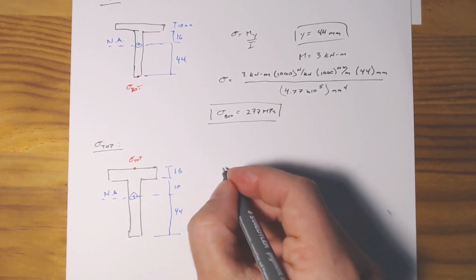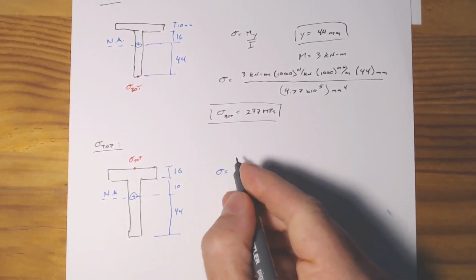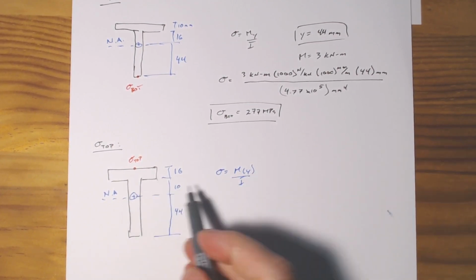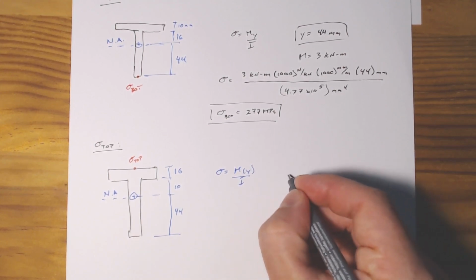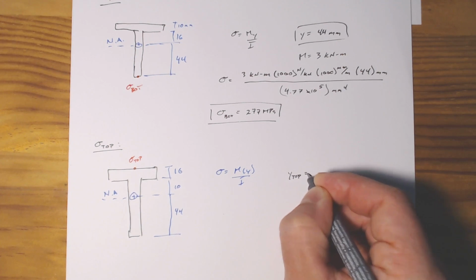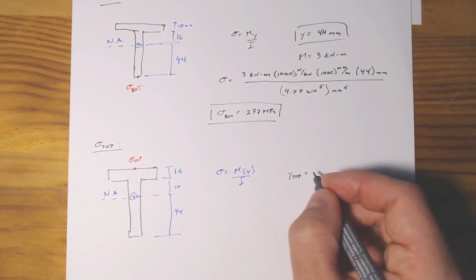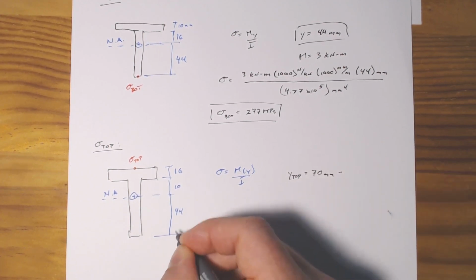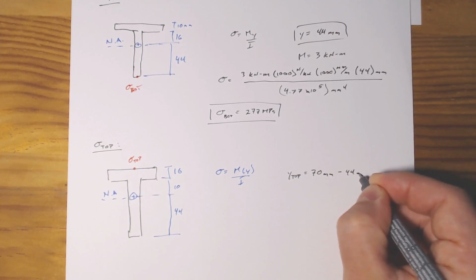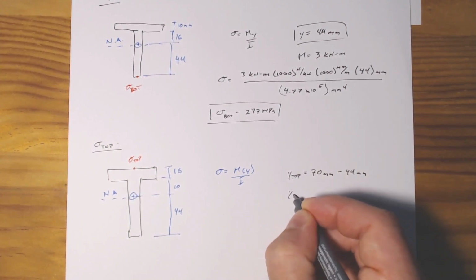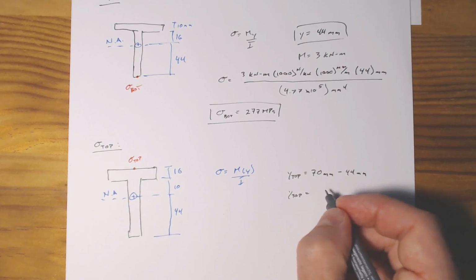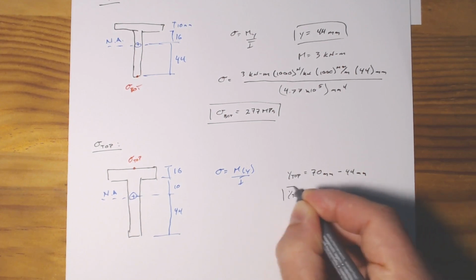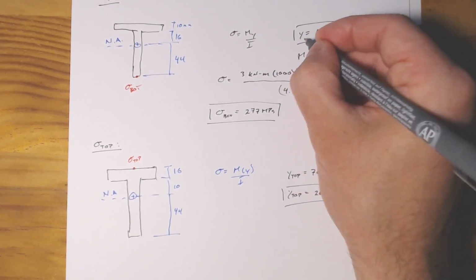All right, so if we have sigma equals M times y over I, well, we want to find out what our y at the top is. So y top equals, well, it's simply going to be our total depth of 70 millimeters minus y bar, which is 44 millimeters. So y top equals 26 millimeters. In fact, we'll come up here, we'll just label this y bottom.